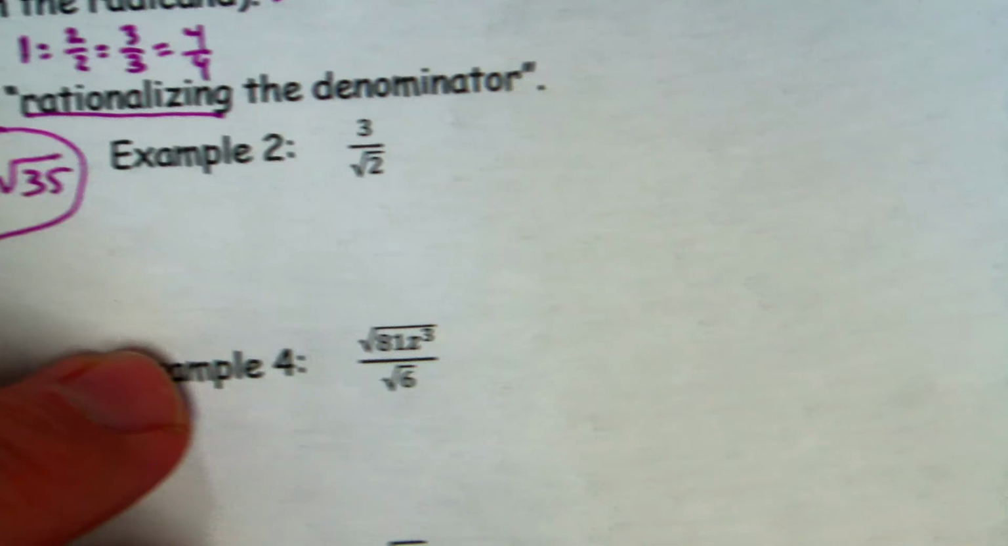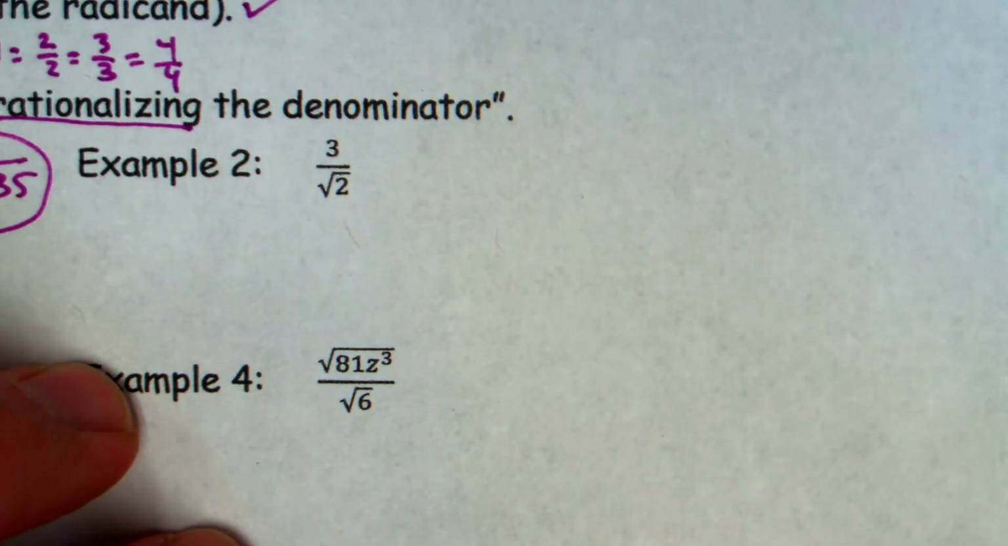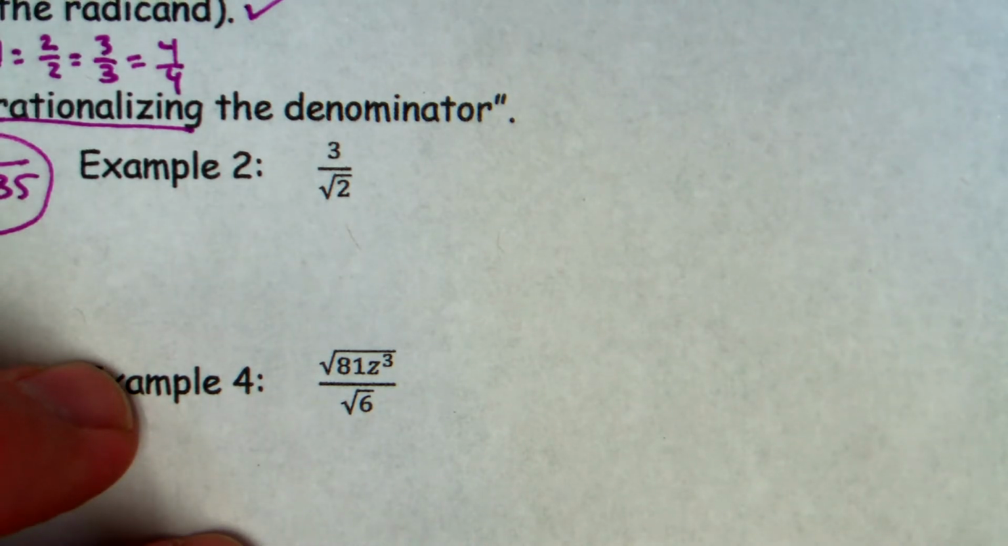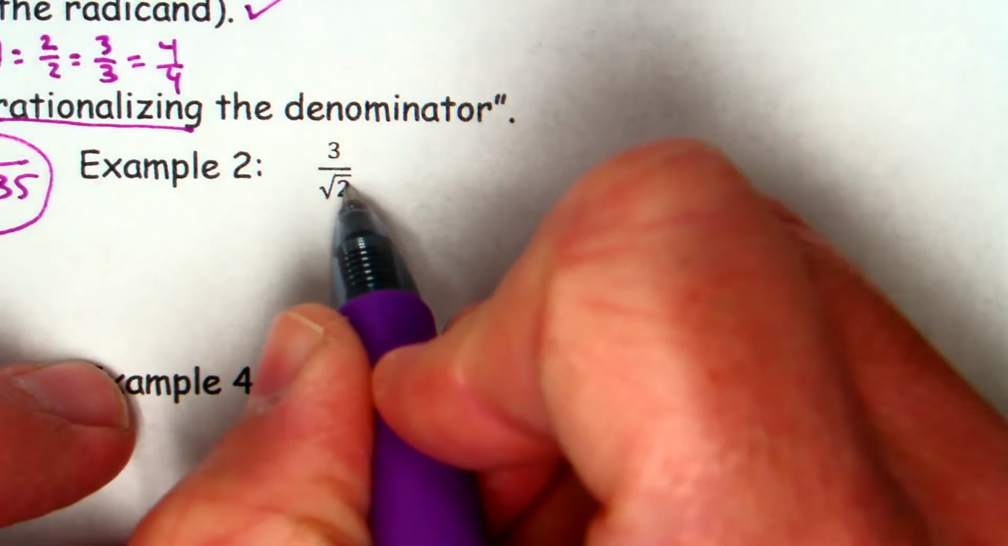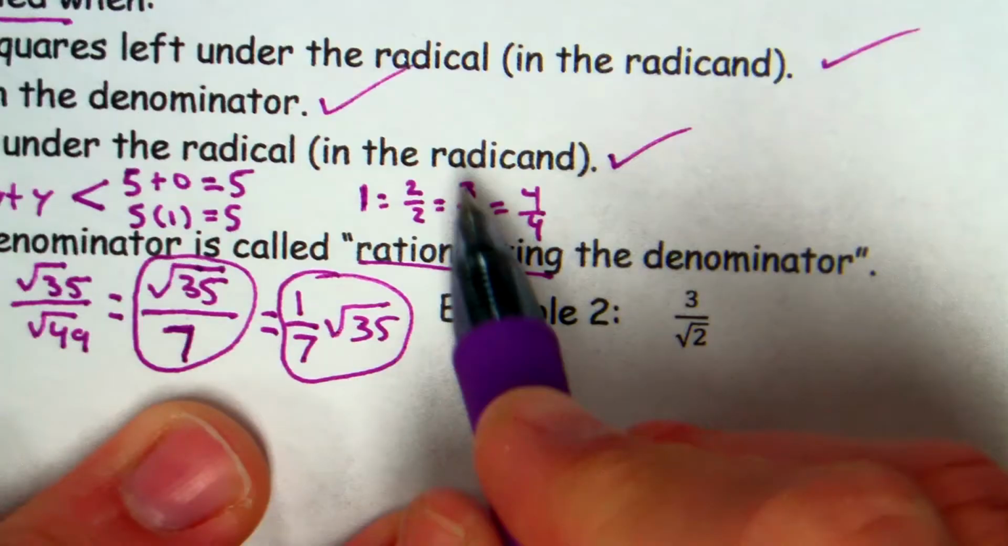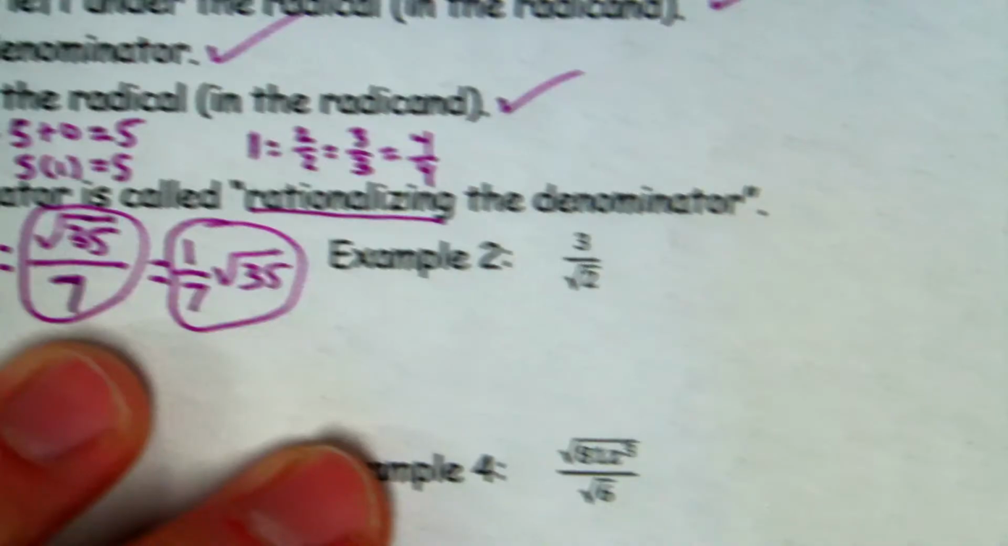If you feel comfortable with that, you may want to try example 2 on your own, 3 over radical 2. If you're uncomfortable with that, you may want to watch me do it again. This is in violation of Rule B. Rule B says I'm not allowed to have radicals in the denominator.